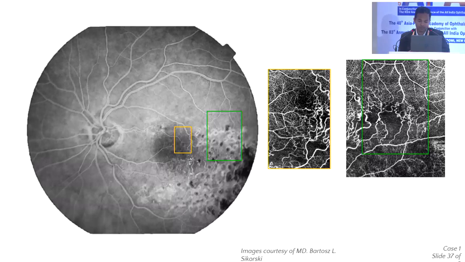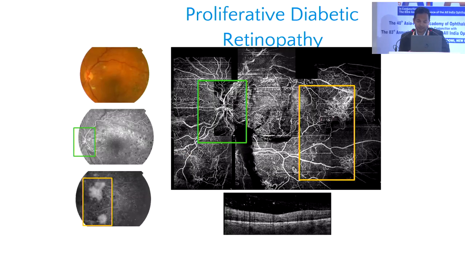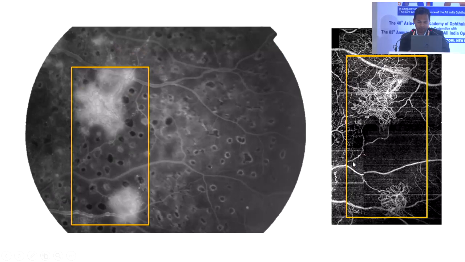Moving to BRVO again, it's able to show us areas of ischemia as well as neovascularization. But of course, you wouldn't be able to pick up any leaks using the OCT angio, but definitely able to prognosticate given how much of an avascular or ischemic retina there is. Another example of PDR where you can see the neovascularization and areas of ischemia.